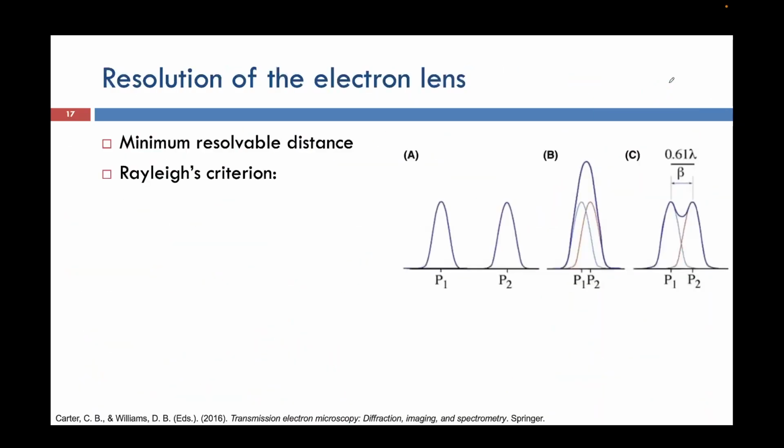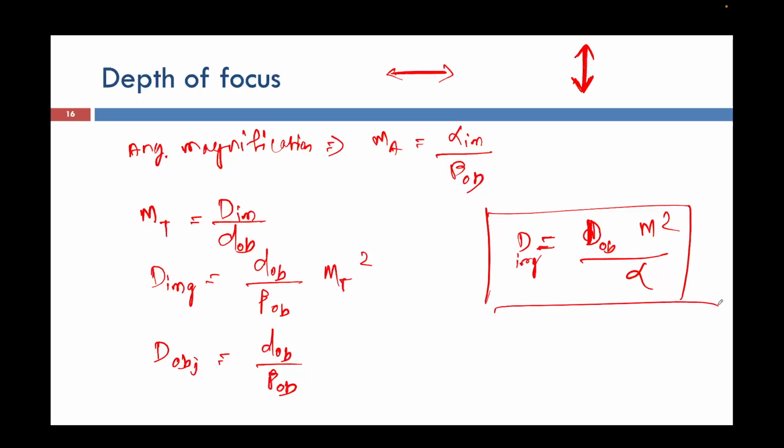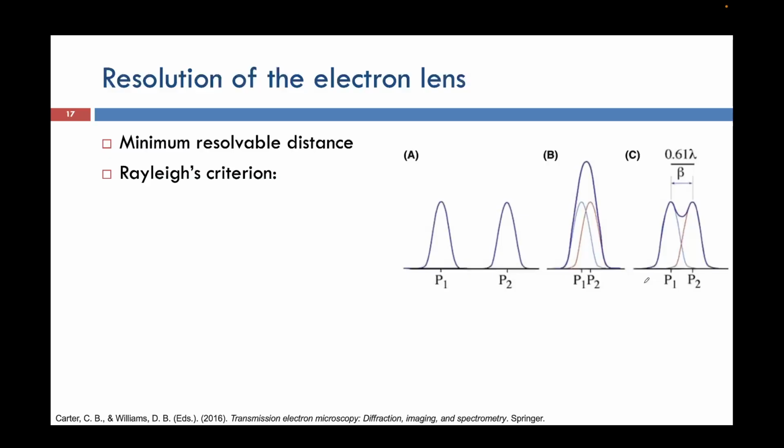And yes, there is another formula I just want to write here. The depth of focus is related to the depth of field. Depth of focus, d_image, is d_object M squared by alpha. So this is the formula you can remember. The depth of focus is related to the depth of field by this magnification, and this alpha is the semi-convergence angle.